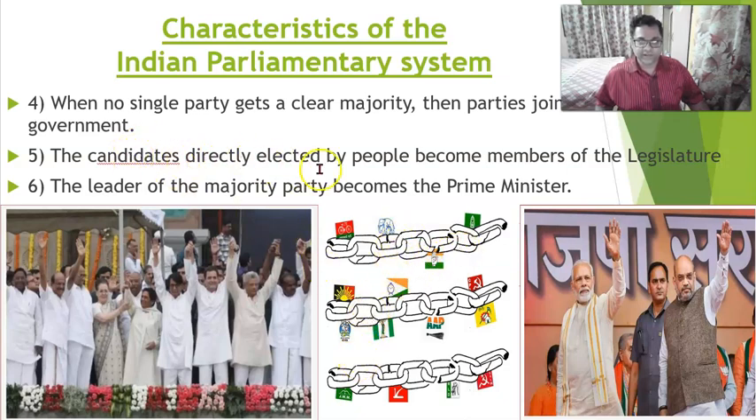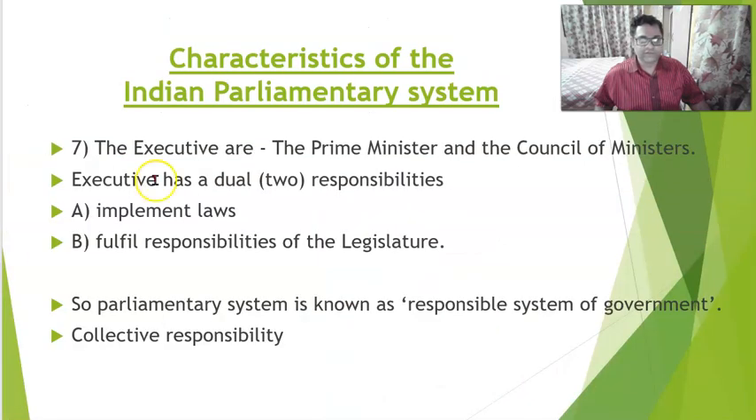The candidates directly elected by the people become members of the legislature. Now suppose the majority party wins, then the leader of that party becomes the prime minister. As you can see here, BJP leader Mr. Narendra Modi became the prime minister. Let's go ahead. The seventh characteristic is the executives are the prime minister and the council of ministers.